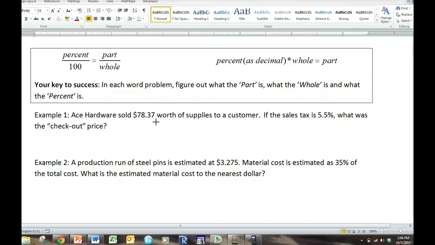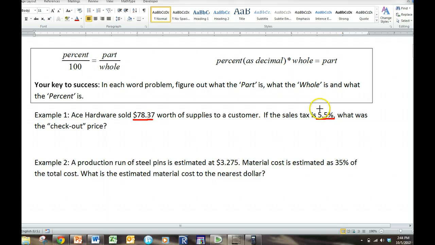If the sales tax is 5.5%, what was the checkout price? Now, you can think about this in your real life and say, how do I figure this out? And that might help you set up the problem. But if you can't, what you want to do is figure out the percent, the part, and the whole. So I have numbers here. I have 78.37, and I have a sales tax of 5.5%.